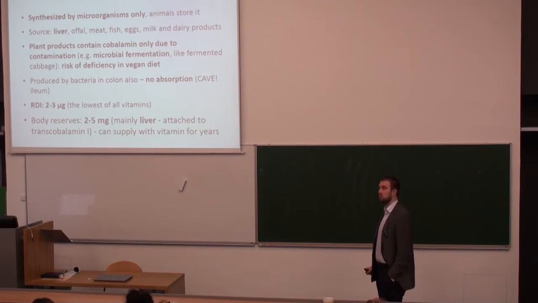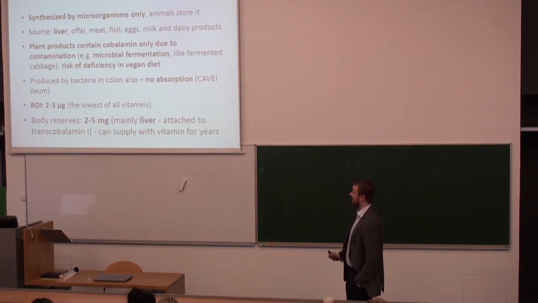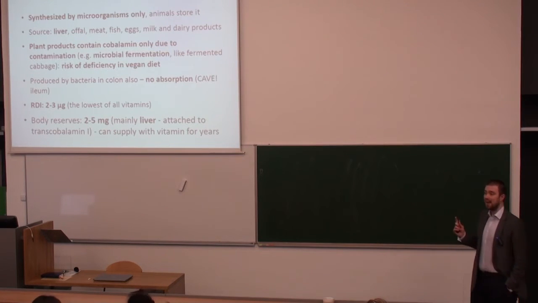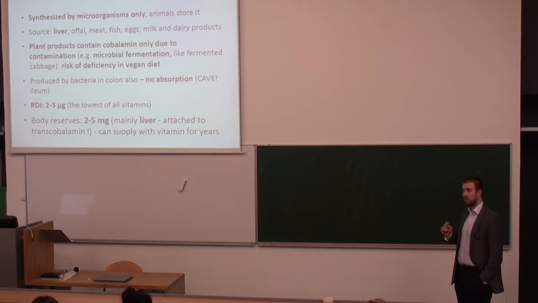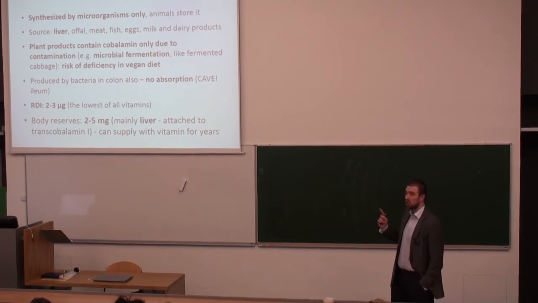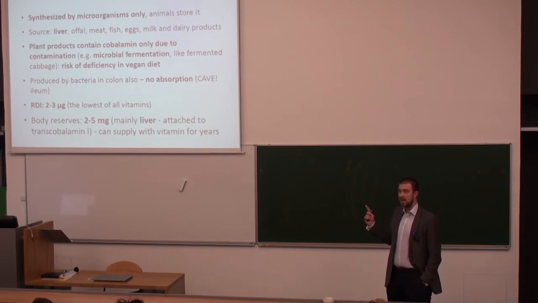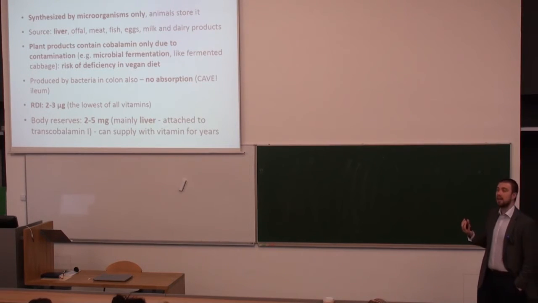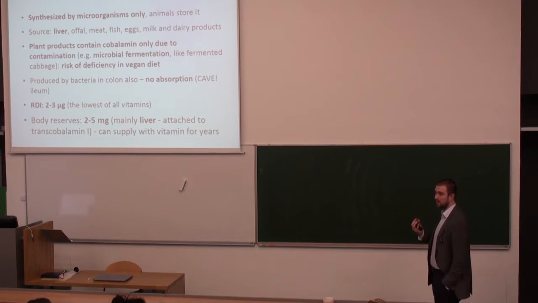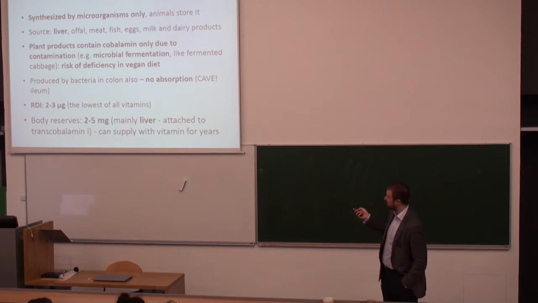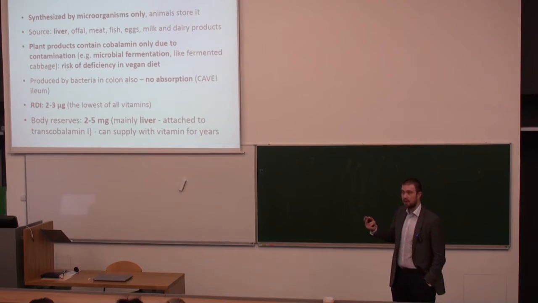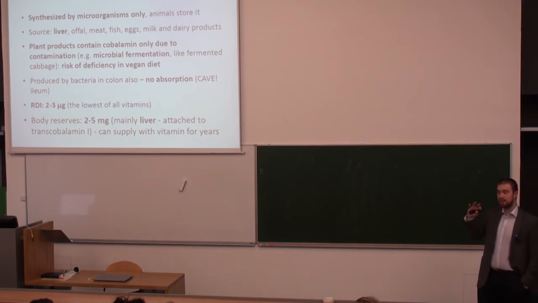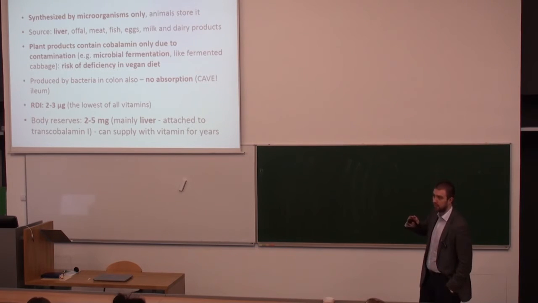For vitamin B12 it is also crucial where you can find it. Vitamin B12 is produced by microorganisms only, and animals store this vitamin. The problem is that in plants, you have the cobalamin only if you have any contamination. That means that the plant diet is very poor in vitamin B12. For example, you can find it in fermented cabbage, but it's due to the contamination of bacteria. But in a normal plant diet, the amount is really, really low.